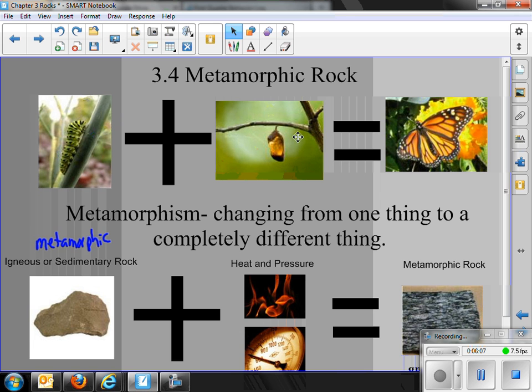Metamorphic rocks, just like the pictures up here: caterpillar plus time in a cocoon equals a totally different substance, like a butterfly. Metamorphic rocks: igneous rock and sedimentary rocks, if you added heat right here and pressure right here, can change into another, a different rock, a totally different one. You can see it starts here and it ends up here, totally different looking rocks.